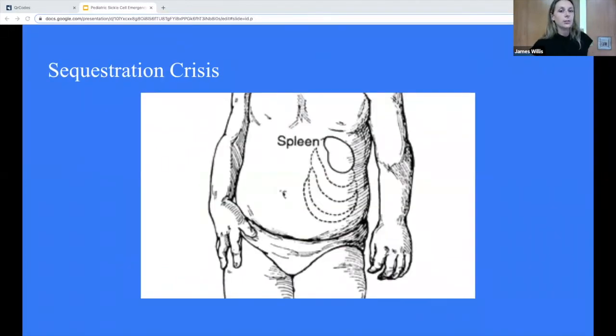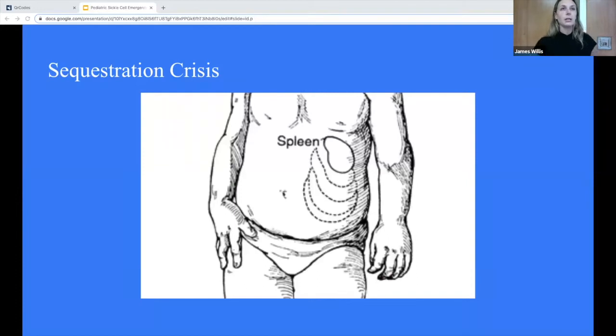Sequestration crisis. So this is a sudden enlargement of the spleen, which is associated with a decrease in hemoglobin of at least 2 grams per deciliter. And in this case, you will see an increase in reticulocytes because the body is trying to compensate for the decrease in hemoglobin. This can be the initial presentation of sickle cell in about 20% of patients.